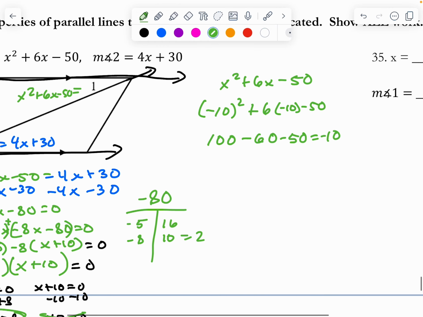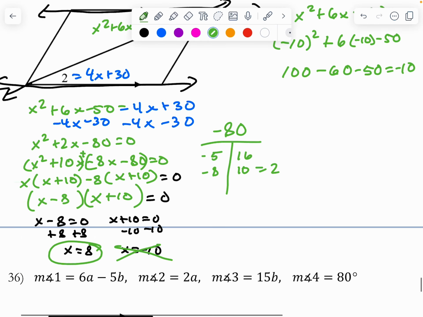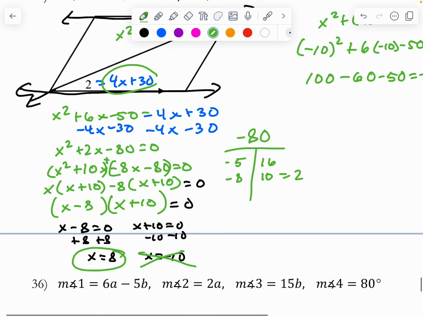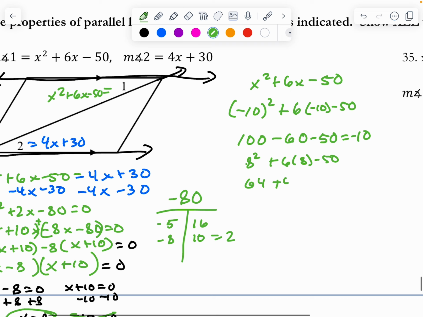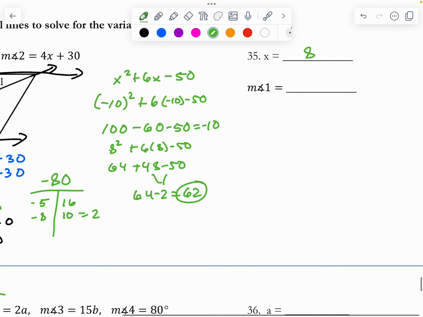And generally, I'd like to check both, but this video is getting a little long, and I know that it's going to be positive here. Because it's a positive times a positive plus a number, right? So that's going to work. So let's check this one. So 8 squared plus 6 times 8 minus 50. 64 plus 48 minus 50. I know that's positive, right? Because these are just 64 minus 2, 62. So here we go, we got a 62 as our answer.